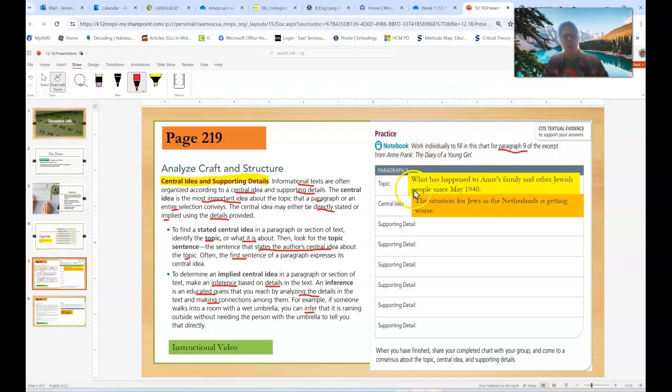of a Young Girl. I was nice and I filled in your topic and I filled in your central idea. So the topic of that paragraph is what has happened to Anne's family and other Jewish people since May 1940. Her central idea of the paragraph is the fact that the situation for Jews in the Netherlands is getting worse. You are going to find details from that paragraph, and there are 6 supporting details. You are going to find the supporting details that support this claim that the situation for Jews in the Netherlands is getting worse.